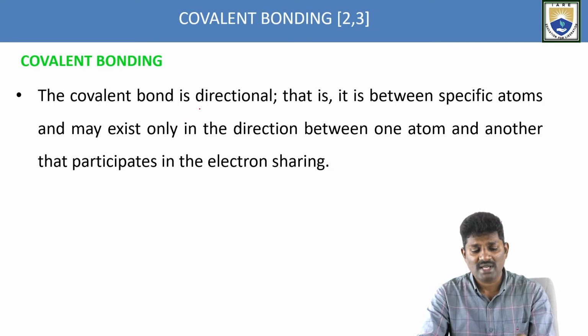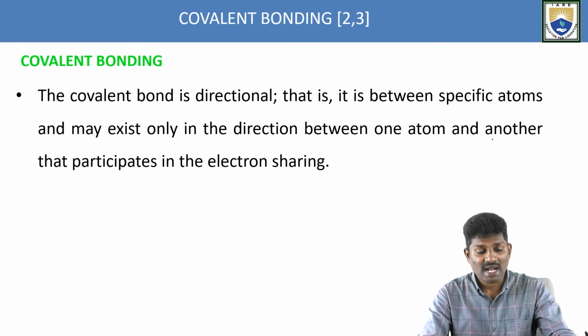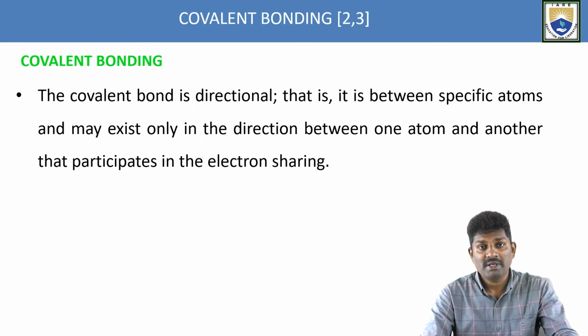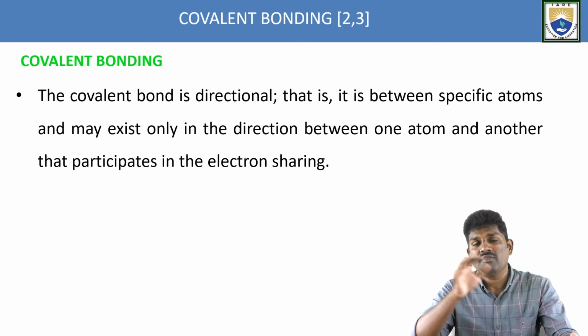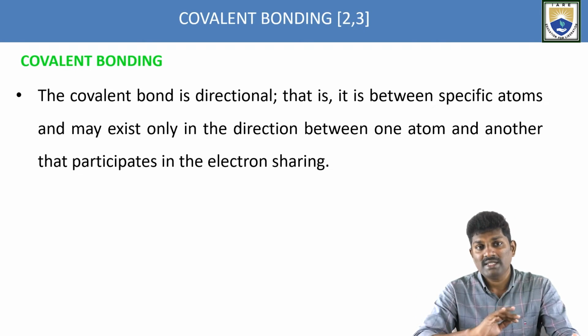So the covalent bond is directional. It is between specific atoms and may exist in the direction between one atom and another that participate in the electron sharing. So this is how you will get the covalent bond, by sharing of electrons from one another, adjacent sharing.